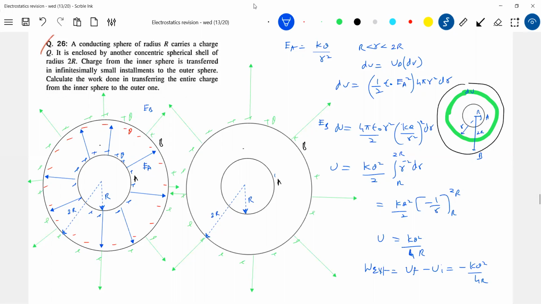What is U final? U final will be some energy outside. It's called U naught. Here U naught plus this U. U is this much energy present. Or you write U naught. I'll write one more step. It'll be easier.